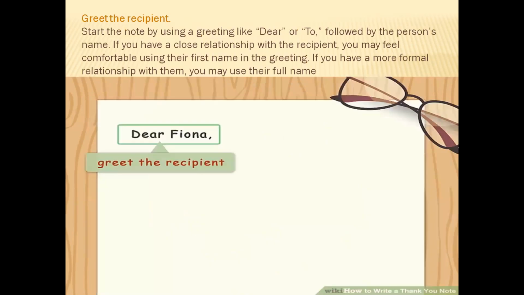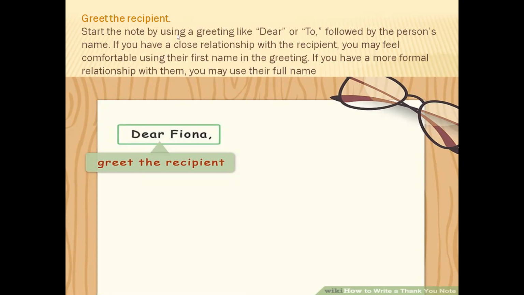Next, what shall we do? Now, let's start talking about what we shall write in the letter. Greet the recipient. What do we mean by that? We should greet the one who's receiving the message by saying, for example, dear or to. Start the note by using a greeting like dear or to, followed by the person's name. Dear Fiona, dear Sarah, it's up to you, whoever you are sending the letter to.